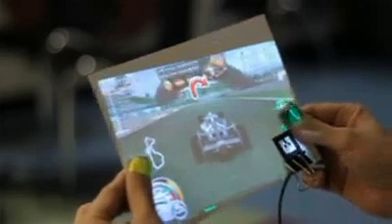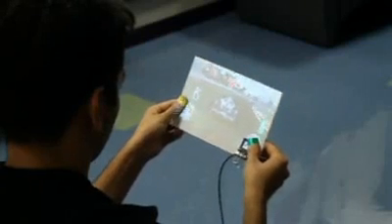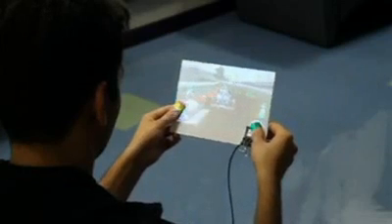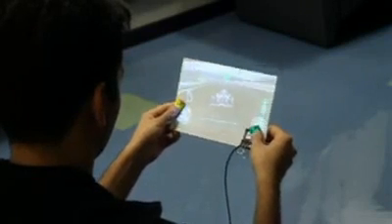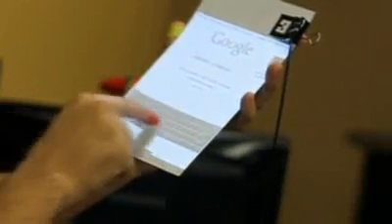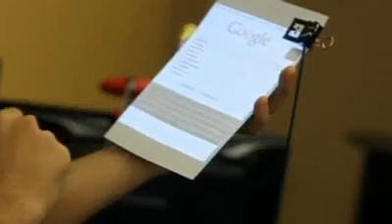And you can, of course, play games. Here the camera is actually understanding how you're holding the paper and playing the car racing game. Many of you already must have thought, okay, you can browse. Yeah, of course you can browse to any website. So you can do all sort of computing on a piece of paper wherever you need it.